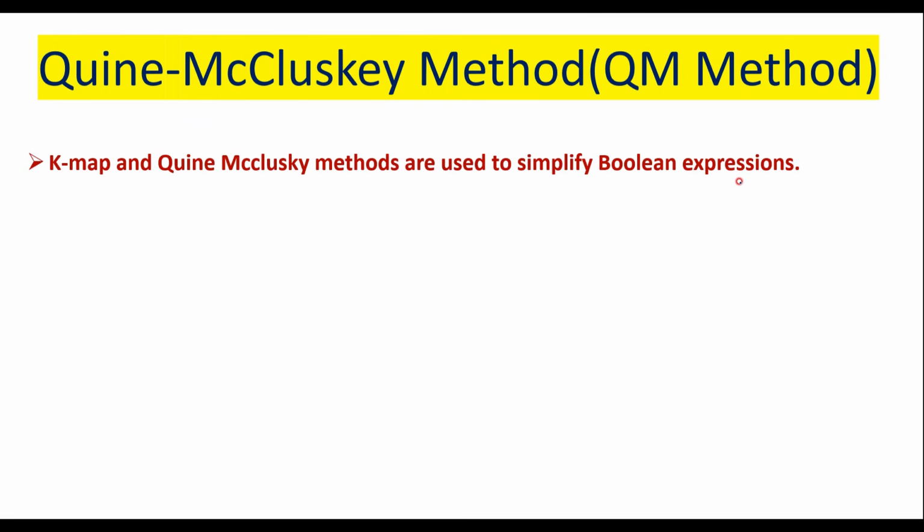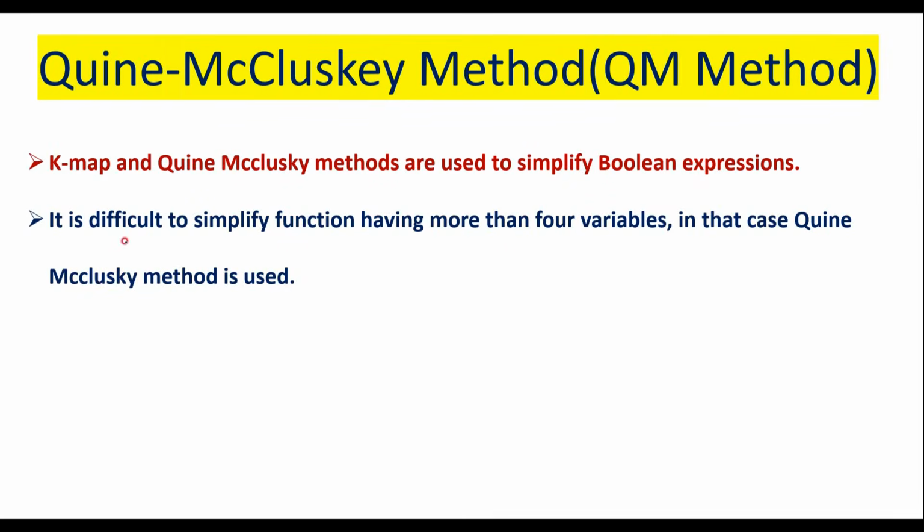In my previous videos, I have explained K-map with a few examples. There we have simplified the Boolean expressions using K-map. Similarly, the Quine-McCluskey method is also used to simplify the given Boolean expressions. It is difficult to simplify functions having more than 4 variables. In that case, the Quine-McCluskey method is used.